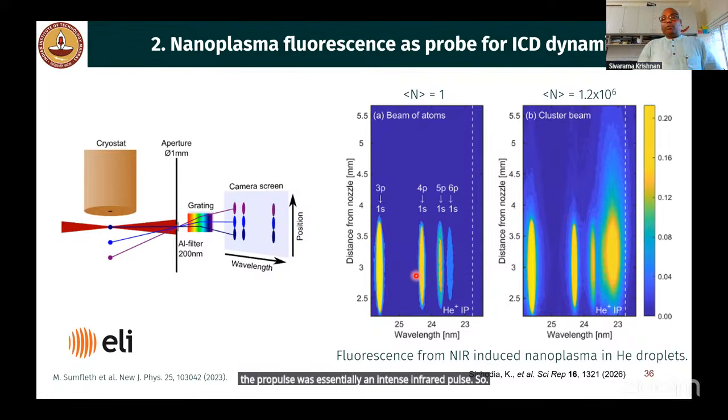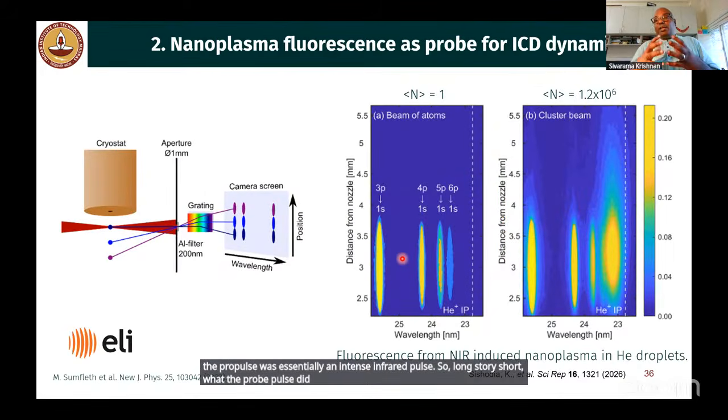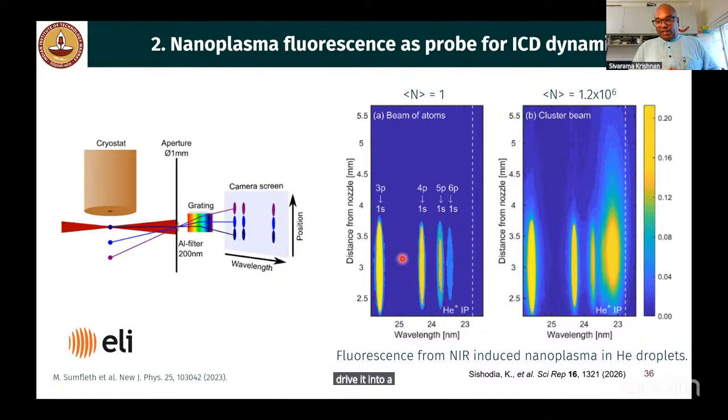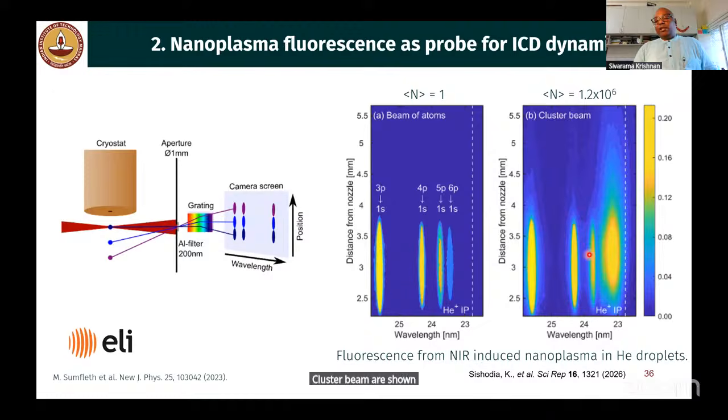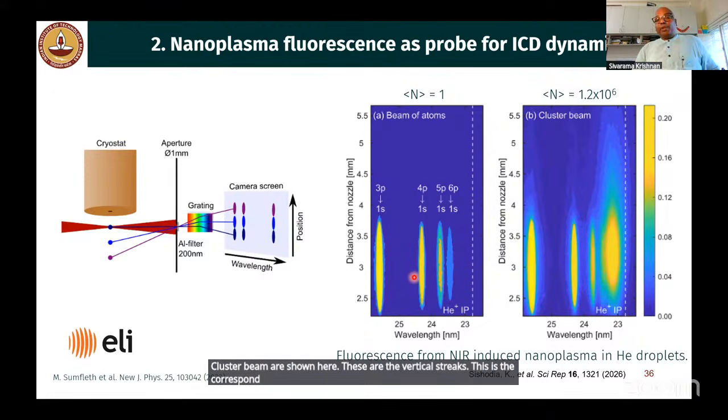So long story short, what the probe pulse did was essentially to use the fact that we have an excited helium atom in the droplet and drive it into a highly ionized plasma state. In the highly ionized plasma state, there's a lot of recombination that can take place within this nanoscale plasma. This nanoscale plasma is again just a highly ionized state of the droplet. The recombination fluorescence lines for the cluster beam are shown here. These are the vertical streaks. This is the corresponding atomic spectrum, displaying the resolution of the XUV fluorescence spectrometer.